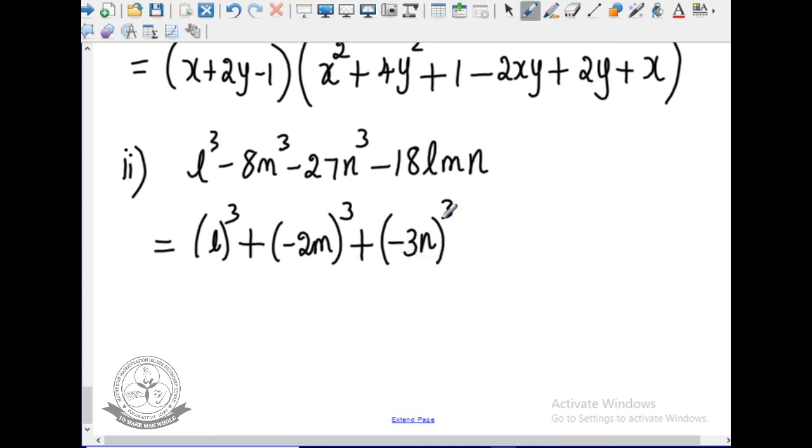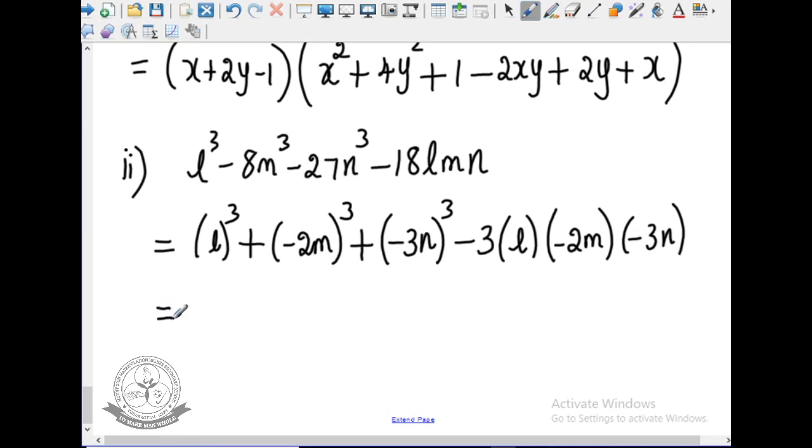Then the formula is minus 3abc. So you can write minus 3, a is equal to L and b is equal to minus 2m and c is equal to minus 3n. If you multiply you will get the 18 Lmn. Once again you can check it. Here 3 2s are 6, 6 3s are 18. Here we have 3 negative symbols, so it will convert into negative and Lmn. So you will get minus 18 Lmn. So the formula is a plus b plus c.